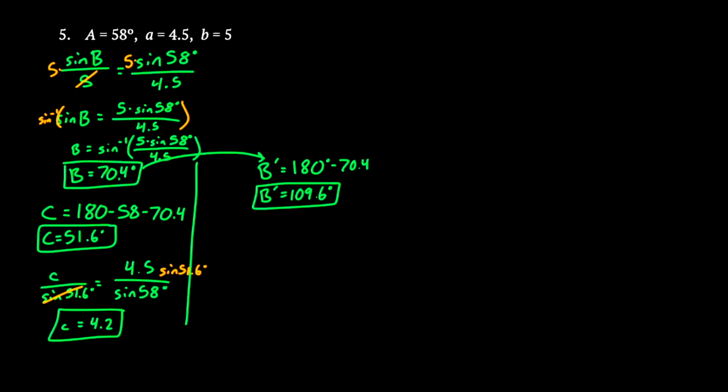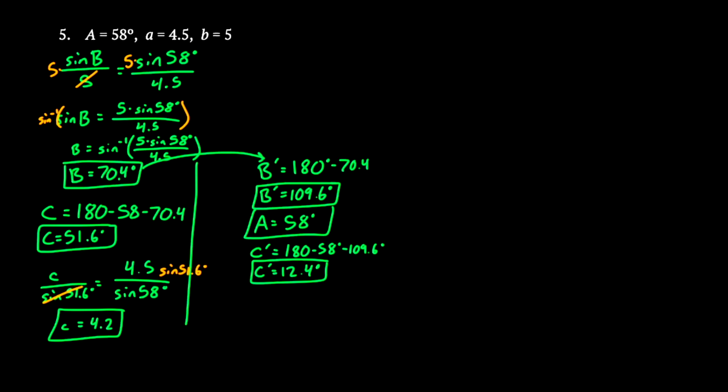Now jumping back to the second triangle, we already have angle B prime, and we already have the angle A from the beginning of the problem. Remember they told us that was the 58 degrees. So we have two of the angles in this triangle. Let's figure out the third one, which I'm going to call C prime. So all three angles have to add up to 180. So I'm just going to subtract out the 58 and subtract the 109.6. And that should get you 12.4 degrees.